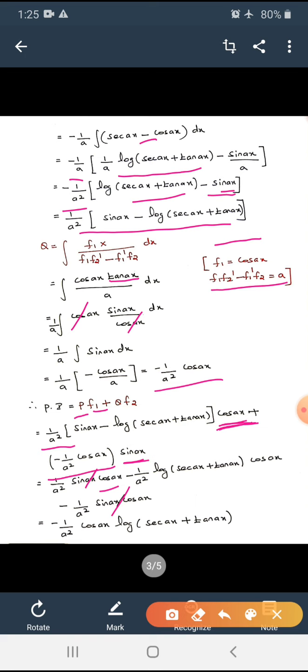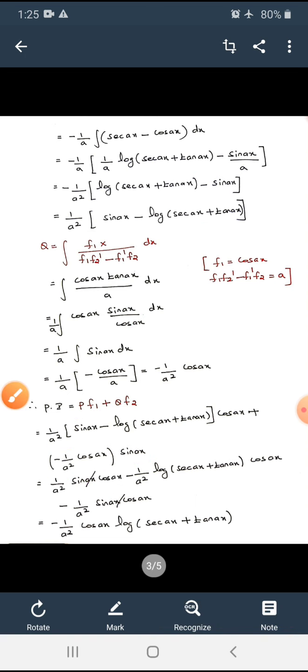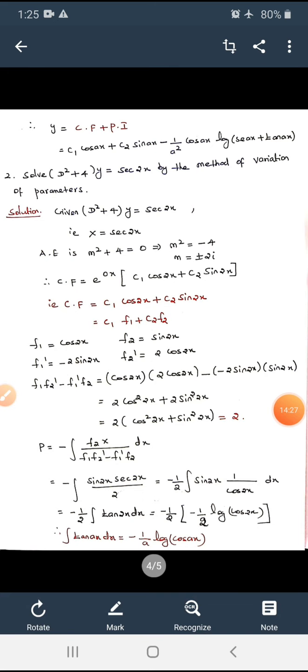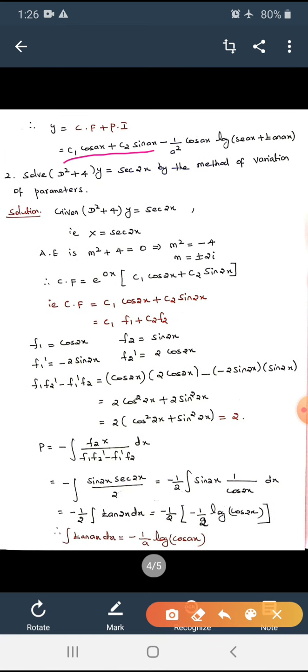Next we can write the general solution y. We know that y is equal to complementary function plus particular integral. That is equal to, the complementary function is c1 cos ax plus c2 sin ax, plus the particular integral, which is minus 1 by a square cos ax into log of secant ax plus tan ax. So this is the solution for the first problem.